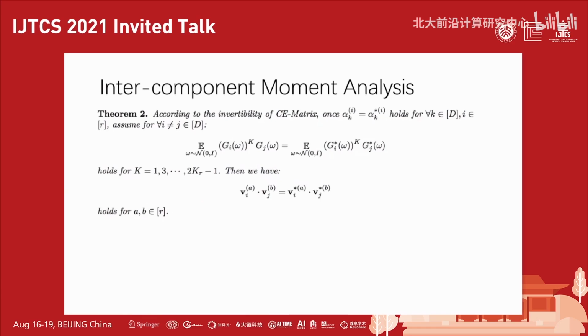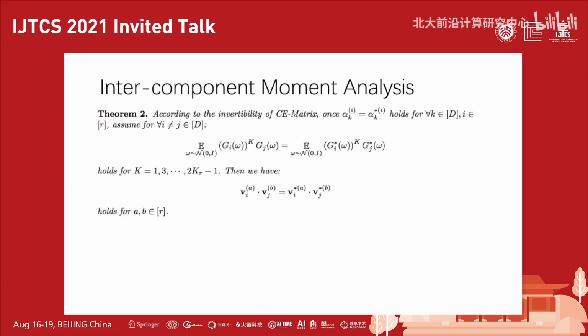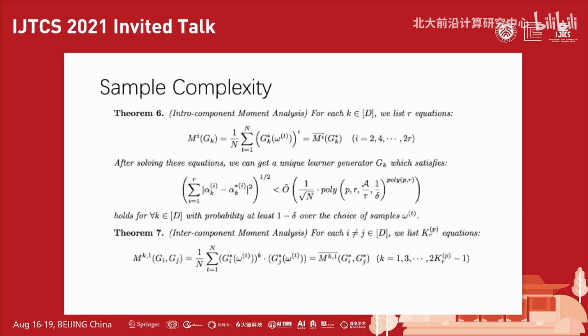In the next step, we are going to discuss something more practical. Since our number of data points cannot be infinite, we only have finite data points, like MNIST, where we have 60,000 data points. So we cannot accurately compute the moment of the target distribution. We can only compute the empirical moment of the target distribution, so there is an error here. The moment of Gi will have an epsilon error with the moment of Gi star. So the question is, how many data points do we need? What is the sample complexity in order to make these two distributions epsilon close?